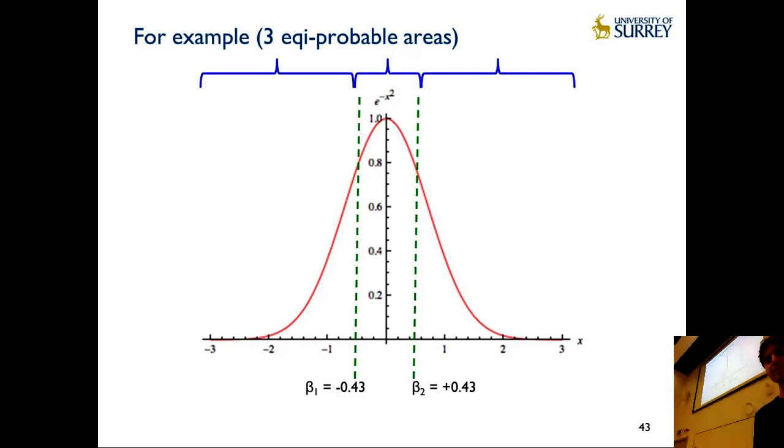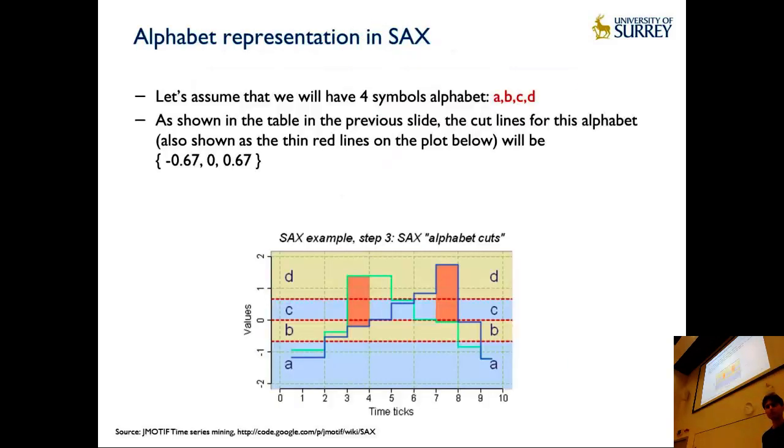It means the probability of values being smaller than minus 0.43 is equal to the probability of values being higher than 0.43, if you normalize it. Basically, you're assuming things happen based on a probability, so let's assume what the equal probabilities of these things happening are. Once we do it, for each area we assign a symbol.